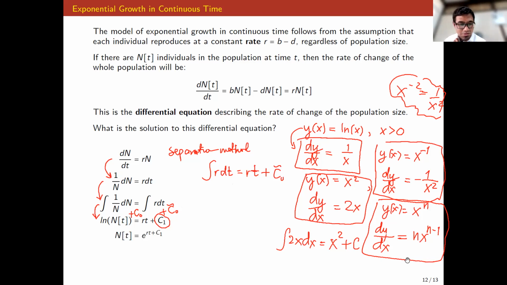So this is slide 12. We only have one more slide. Now, from this step to the next step, do you understand why we have this? Anyone? Correct, sir. We have ln n(t) is equal to rt plus c1. And then we can make it n(t) is equal to e to the power of rt plus c1. You understand?